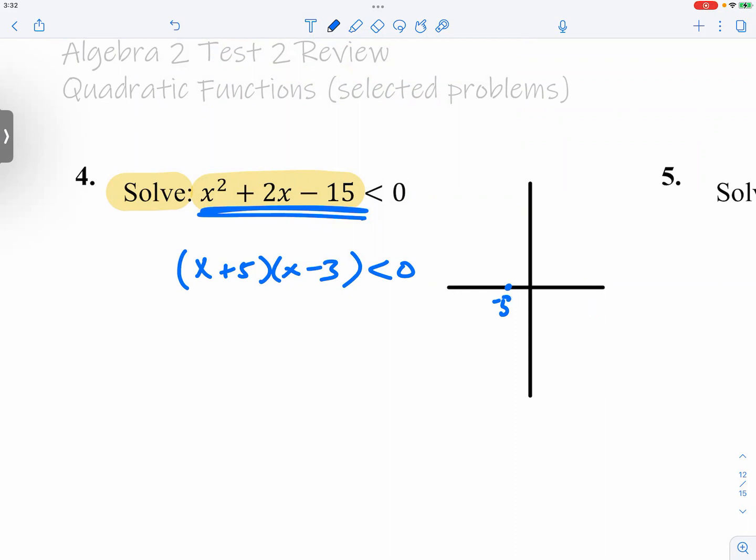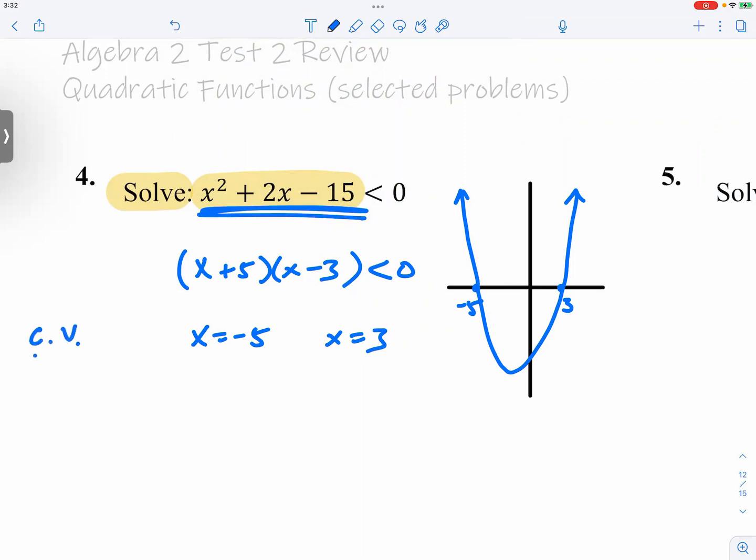Oops, sorry, my bad. I meant to do the other way. It should be -5 right here, and then 3 right here. If you know how to draw your graph, your parabola will likely look something like this. By the way, you can also tell the roots by this. These are the critical values, or critical numbers.